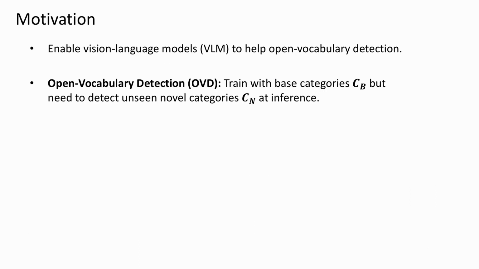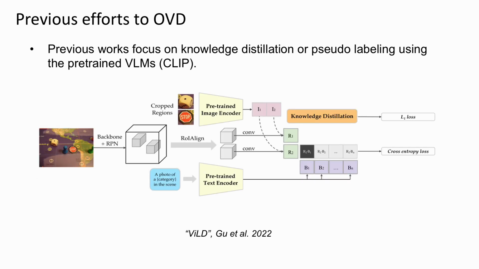As mentioned in the previous slides, our motivation is to enable vision language models to help open vocabulary detection task. Open vocabulary detection is where a detector is trained with base categories, but at inference, it needs to detect unseen novel category objects. Previous OVD methods have been using pre-trained CLIP models and focus on knowledge distillation or pseudo-labeling using the pre-trained CLIP. One representative work is ViLD.